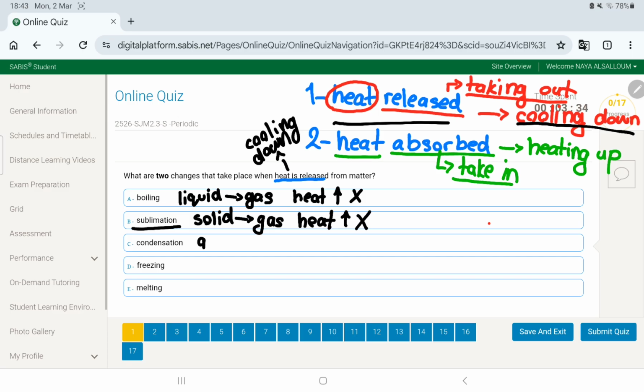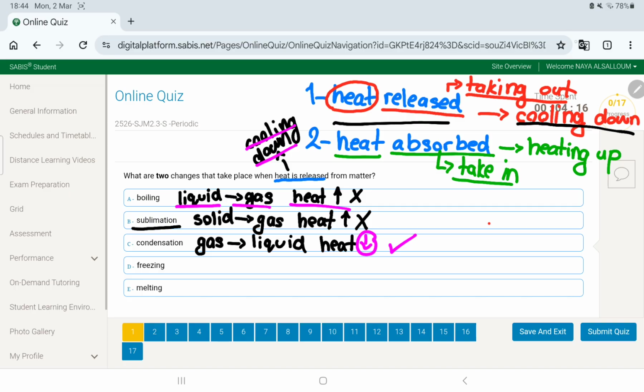Condensation is when a gas changes into a liquid. And if you don't know whether this is heat up or heat down, let's compare it. Here, when liquid to gas, the heat is up. So from gas to liquid, here it's vice versa. The heat is going to decrease. And cooling down, the heat is decreasing. So is this correct? It is. Why? Because for something to turn from a gas to a liquid, you really need to cool it down, right? And cooling down is when heat is released. Okay?